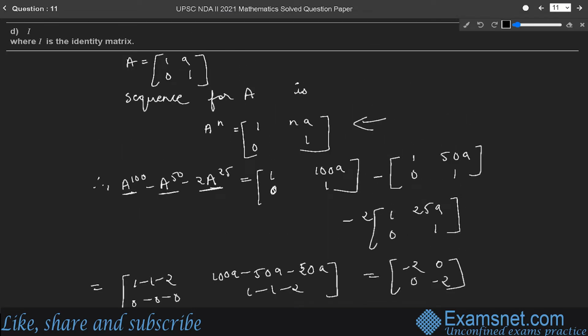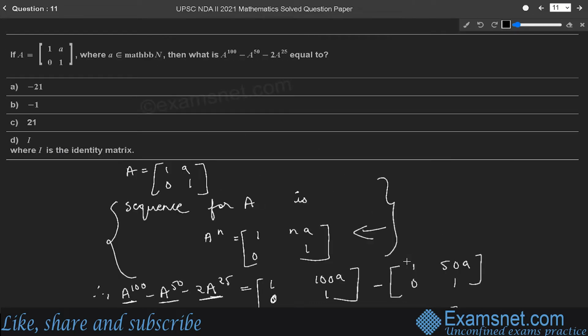The main part here is the sequence for A: when you know that a power n is equal to [1, na; 0, 1], you just put the value of n here and the value of a here and you will get the required expression. Then you will further solve and you will get the answer. So here the answer is minus 2. Therefore, the correct option is option number A.